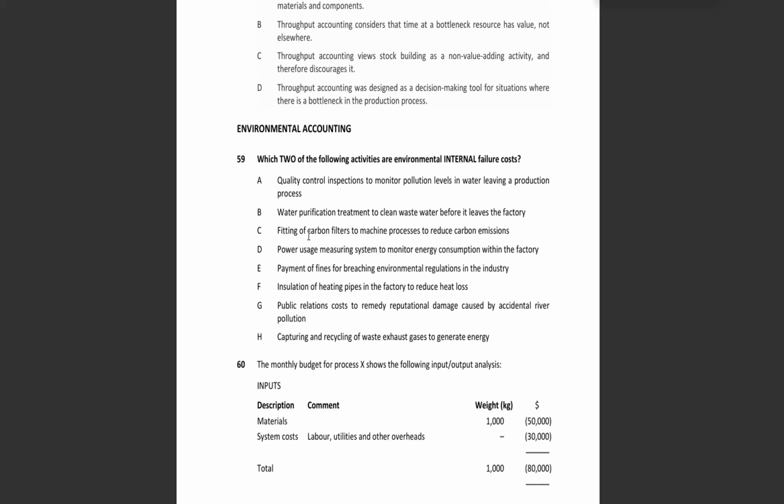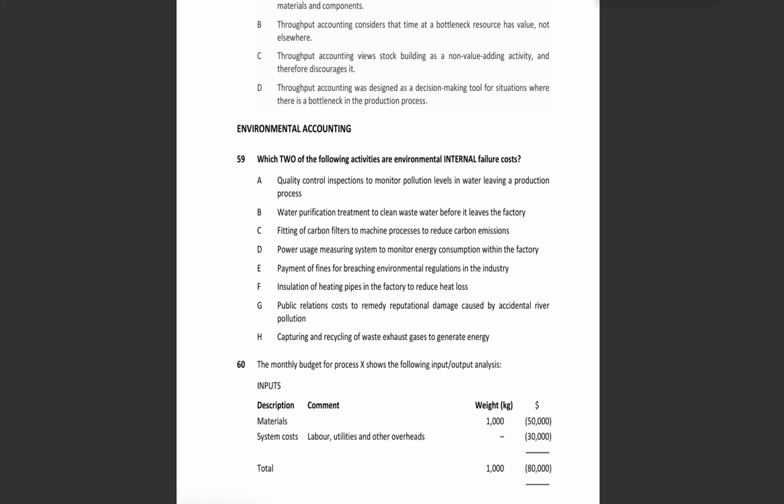Now, fitting of carbon filter to machine process to reduce carbon emission. Means we are just fitting the carbon filter. Why? So that in future carbon emission will reduce. So we are preventing carbon emission. So this is the environmental prevention cost. Alright, up to here it is clear now.